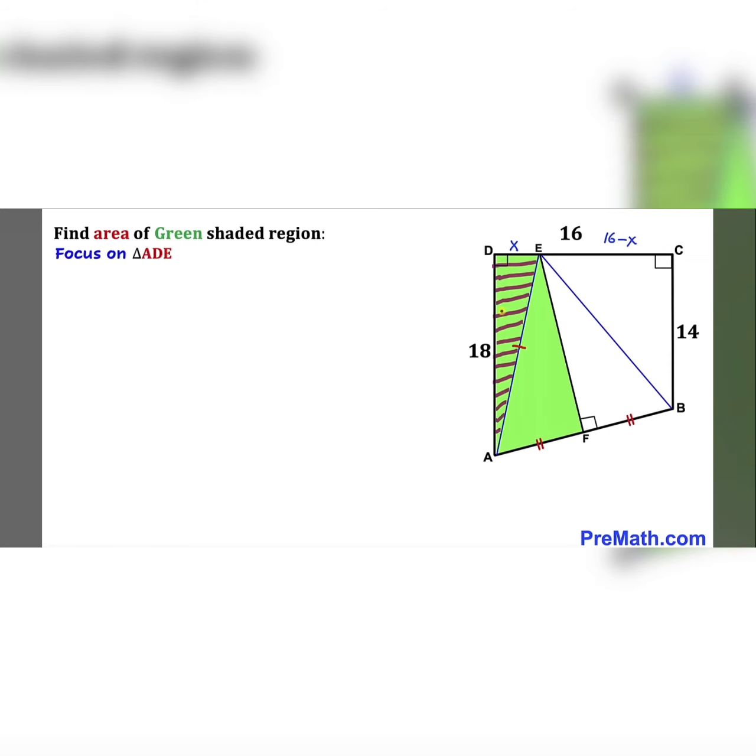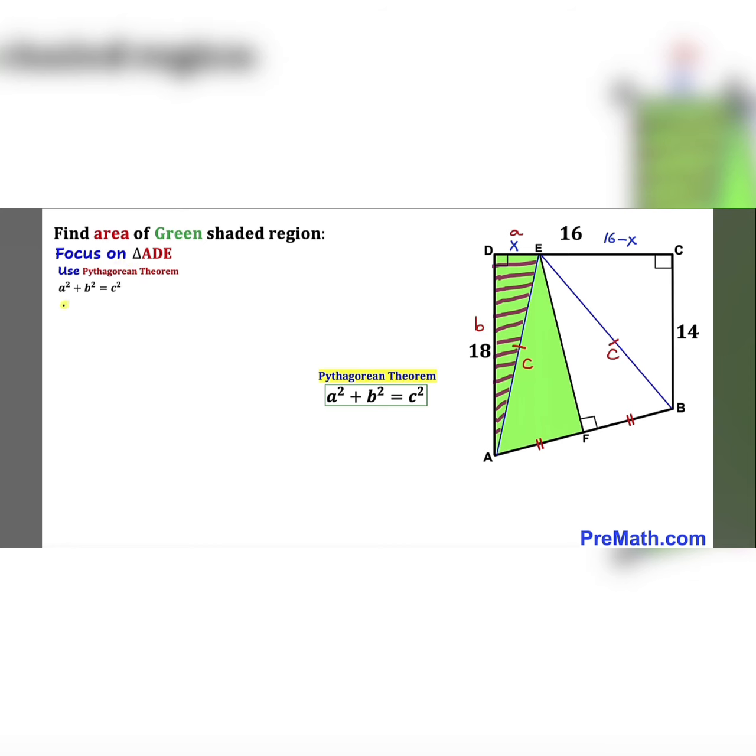And here's our next step. Let's focus on this right triangle ADE, and we are going to use the Pythagorean theorem on this triangle. Here's our Pythagorean theorem, a squared plus b squared equals c squared. Let me call this longest side c. I'm going to call this side lowercase a and this lowercase b. Let's fill in the blanks in this formula.